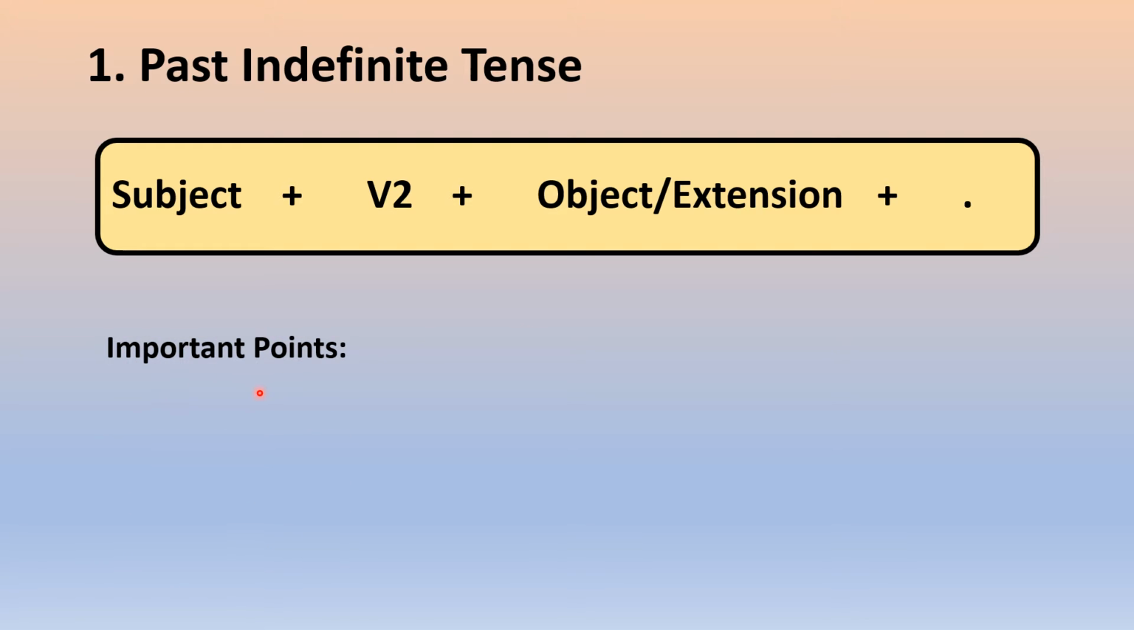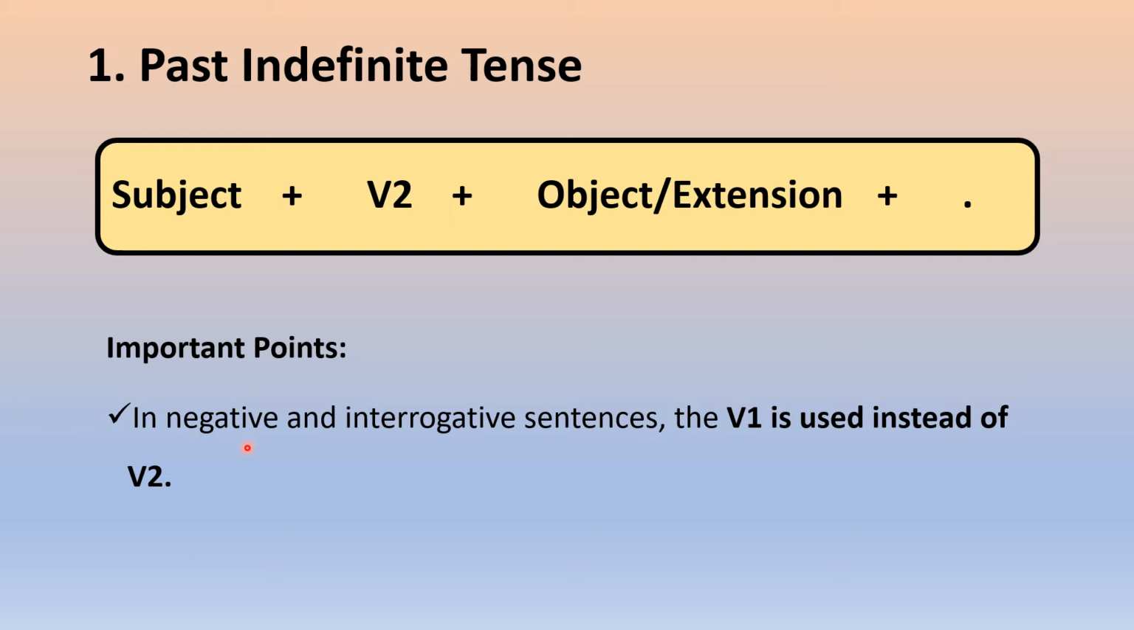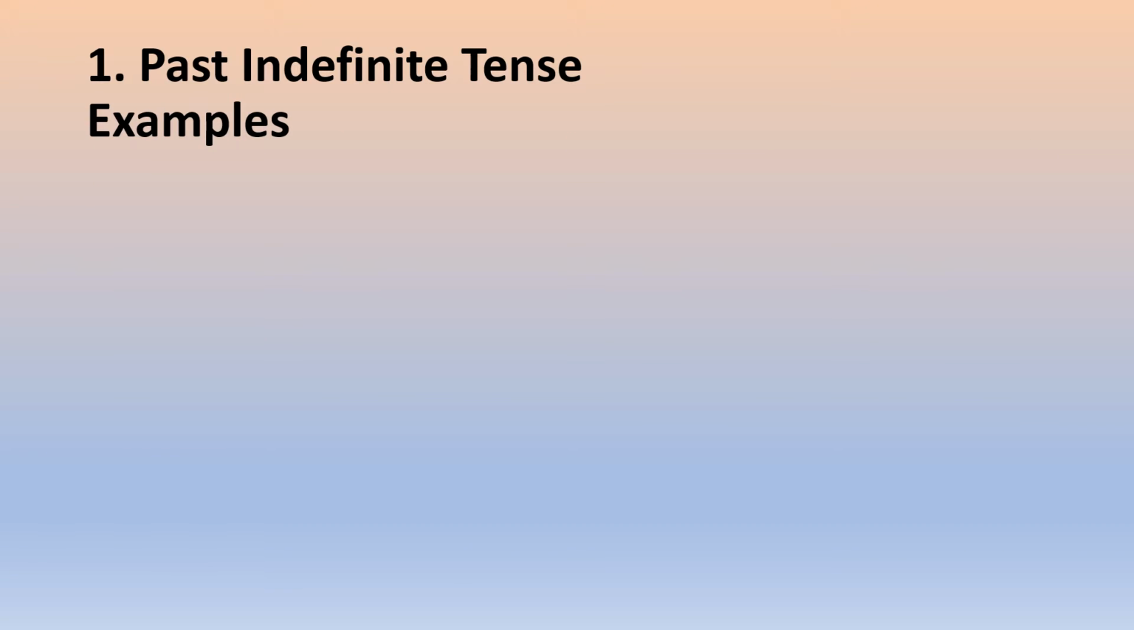You need to remember the following points. In negative and interrogative sentences, the first form of verb is used instead of the second form of verb. And we use did not in the negative sentences of past indefinite tense. Here are a few examples.